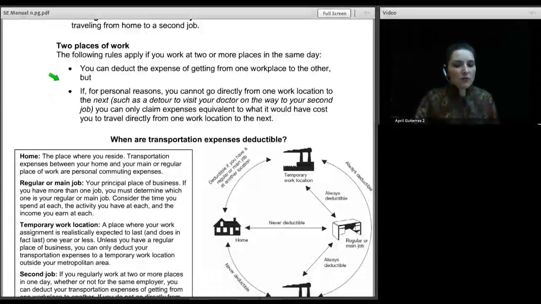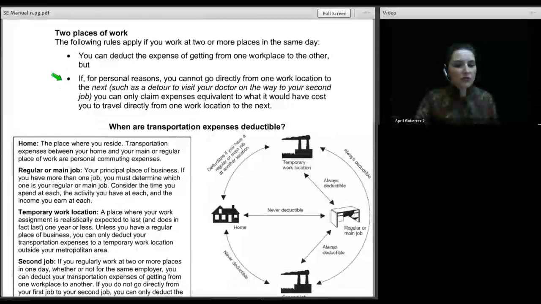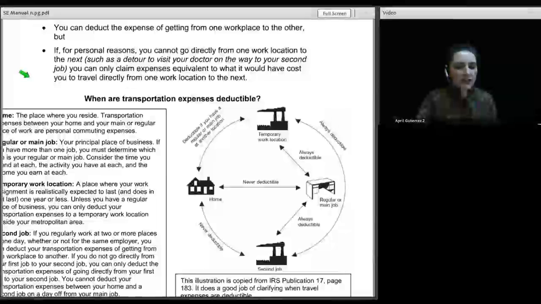If you work at 2 or more places in the same day, you can deduct the expenses of getting from one workplace to the other. But if, for personal reasons, you cannot go directly from one work location to the next, such as a detour to visit your doctor on the way to your second job, you can only claim expenses equivalent to what it would have cost you to travel directly from one work location to the next.